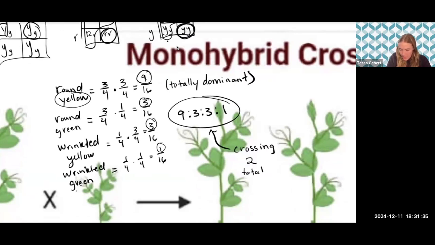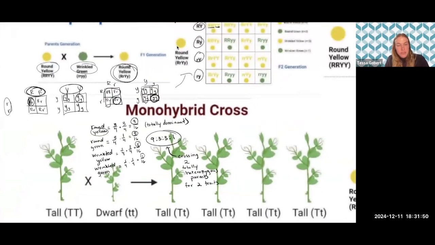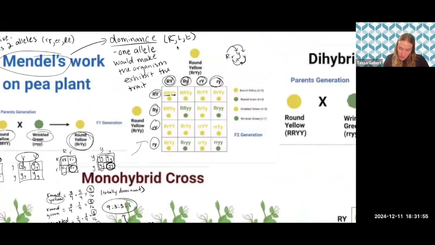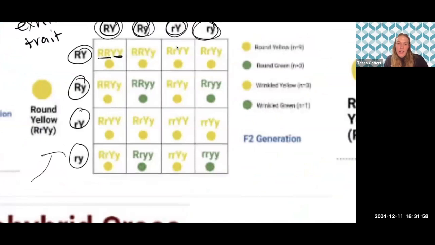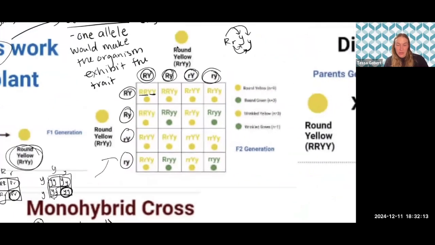totally heterozygous parents for 2 traits. In this case, it is seed texture, round versus wrinkled, and seed color, green versus yellow. So if you were to go and check the dihybrid, you'll find that 9 are round and yellow. You'll find that 3 are round and green, and then you'll find 3 that are wrinkled and yellow, and then 1 that is wrinkled and green. So you'll see that 9 to 3 to 3 to 1.